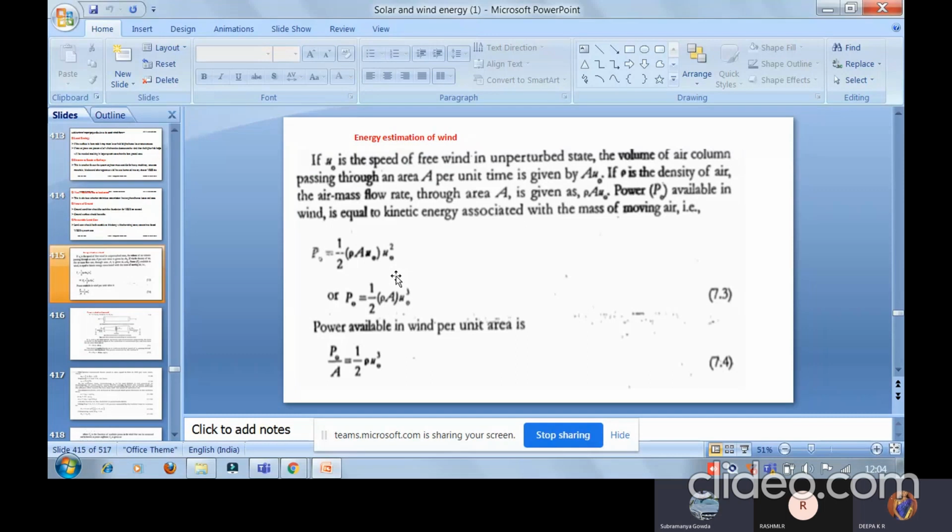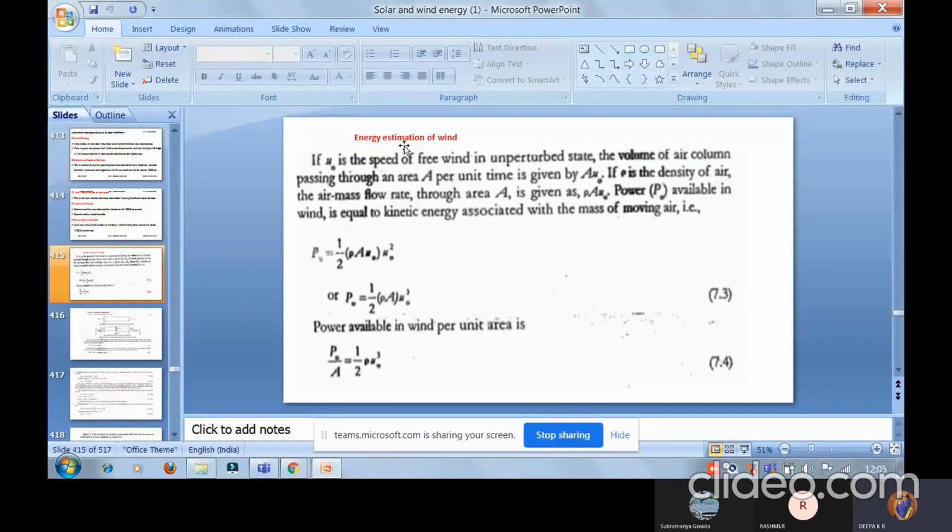P naught has been given as half. Let us consider this as half m v square, because if you take any energy formula, it is written as half m v square. So here we are talking about wind energy, so we are going to write the specification like rho A u naught into u naught square. Here it is very clearly given what exactly this u naught is. u naught is the speed of the free wind in the uninterrupted state.